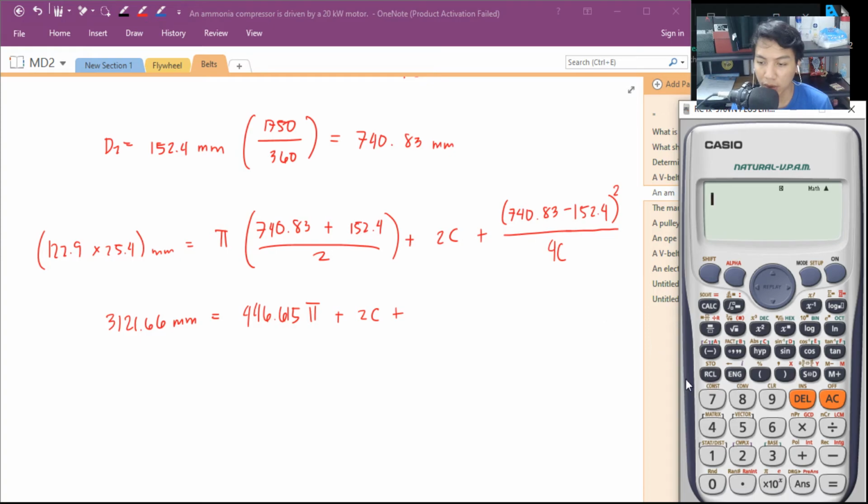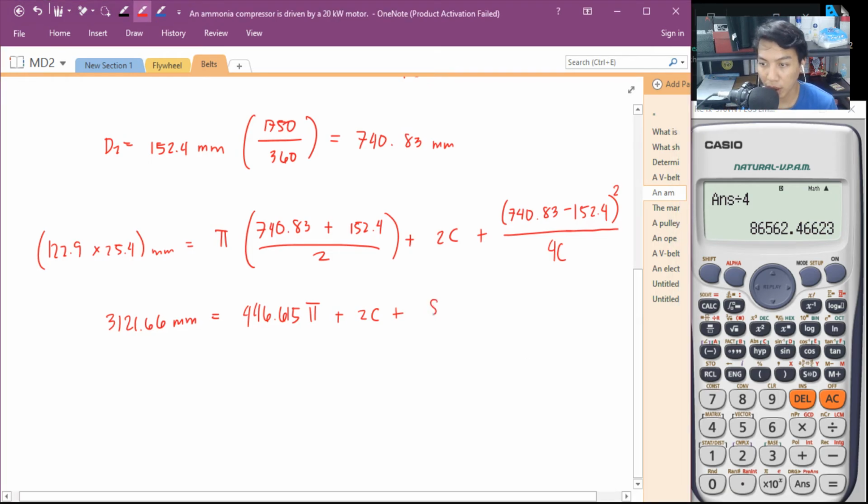Well naman, divide ko na ng 4. 740.83 minus 152.4 square natin. Solve ko muna pala. Ayan. Then square the value. Let us divide it by 4 para lumit yung value. So the value will be 86562.46623 over C. So we both multiplied both sides by C.